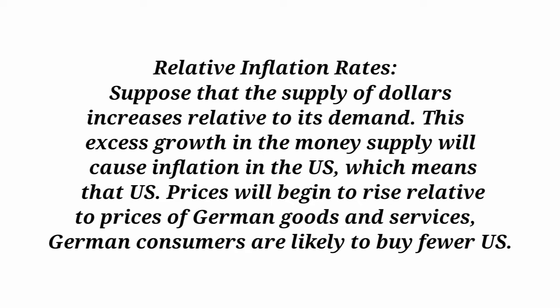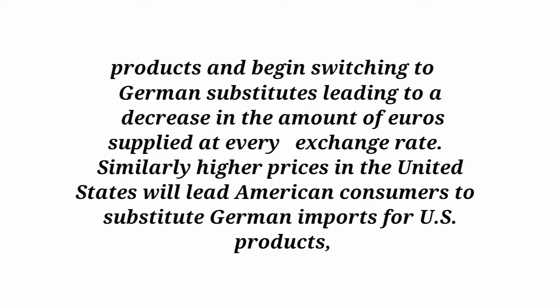Suppose that the supply of dollars increases relative to its demand. This excess growth in the money supply will cause inflation in the U.S., which means U.S. prices will begin to rise relative to prices of German goods and services. German consumers are likely to buy fewer U.S. products and begin switching to German substitutes, leading to an increase in the supply of euros at every exchange rate.